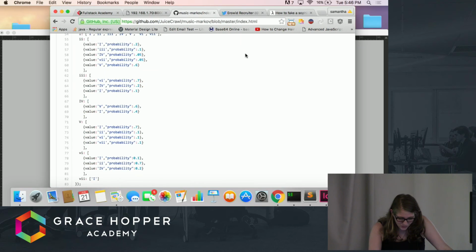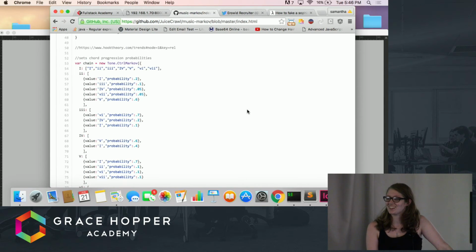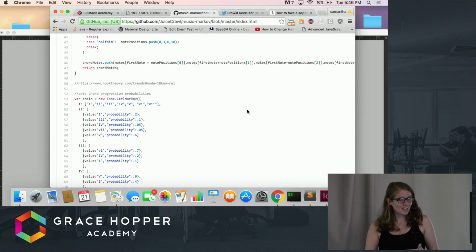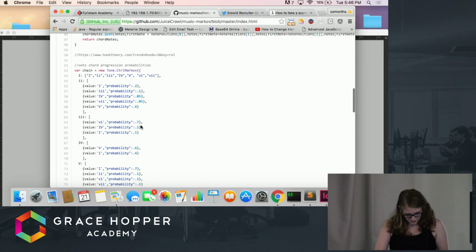I also found this really great example by Anna Garcia, who used a Markov chain to create a site that will write music for you. And she used predetermined probabilities and just created an object or an array of objects.